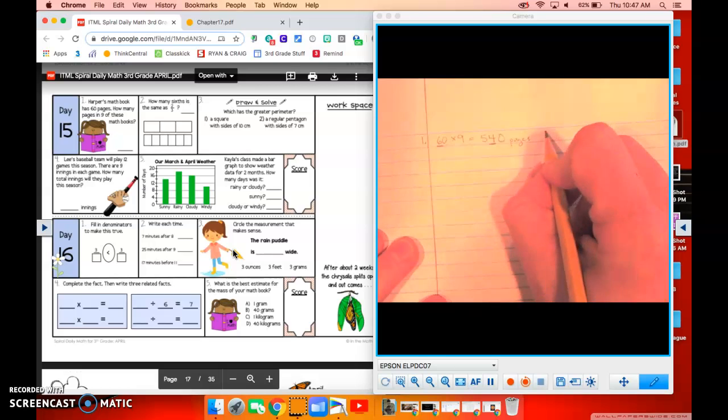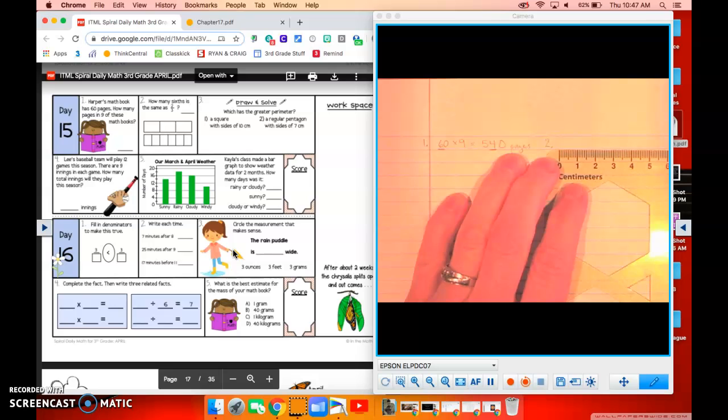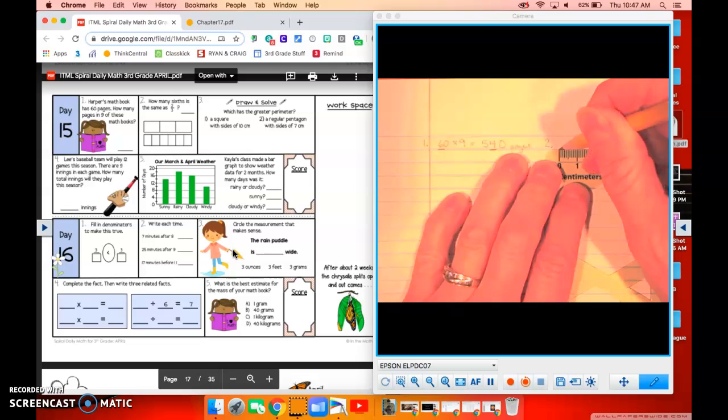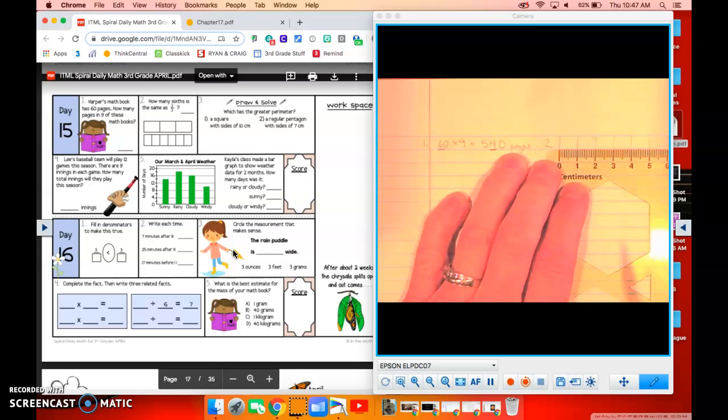Number 2, it's asking us about how many sixths is the same as 2/3. So I'm just going to use this for my sixths. I'm going to draw a line from here to 6. Okay, there's 1. So we should have 6 equal pieces, right? 1, 2, 3, 4, 5, 6. So that's our sixths. But now we need to split it into thirds, because we want to know how much is the same as 2/3.